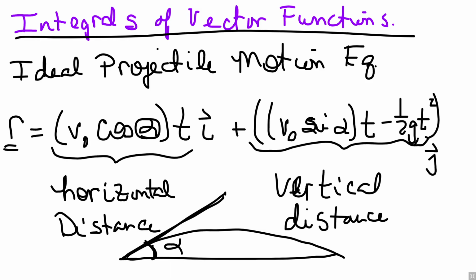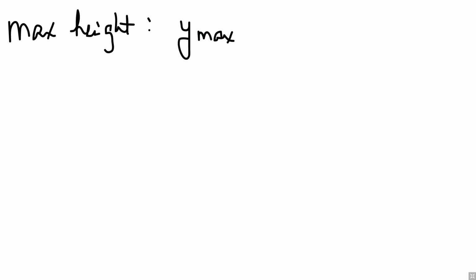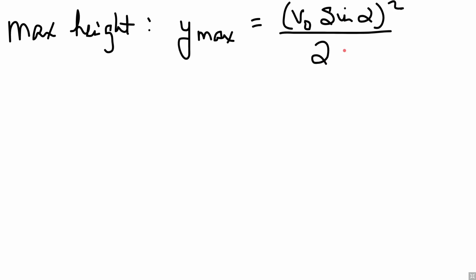Okay. Now, if we know that we are dealing with ideal projectile motion, we can find out some things, and we have some formulas for this. The first one deals with the maximum height. The way we find the maximum height, y max, is it's equal to the initial velocity times the sine of alpha, we're going to square that quantity, and divide it by 2 times g.